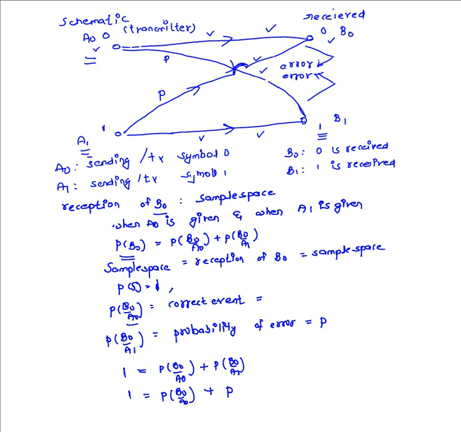So from this equation, the LHS, the probability of B0, is simply taken as 1 because B0 has already happened. So from this equation we can simply write that P of B0 given A0, the probability of correct reception, is simply 1 minus P. From the LHS equation we can conclude this.